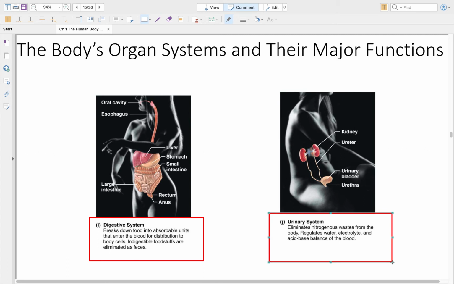Okay, our urinary system actually has quite a big job. It is responsible for removing nitrogenous waste. Okay, it regulates your water. Make sure you have enough water, make sure you have enough electrolytes. It controls your blood, meaning, in other words, it controls the acidity of your blood.